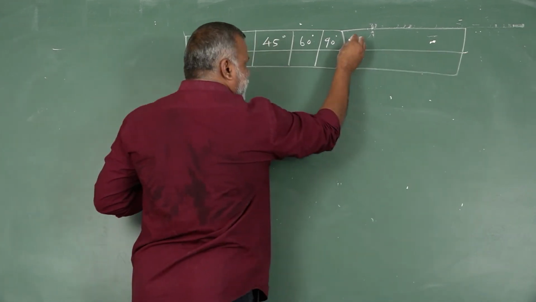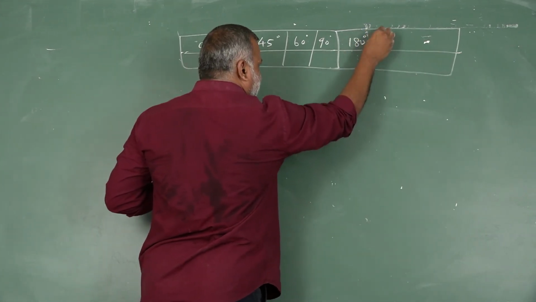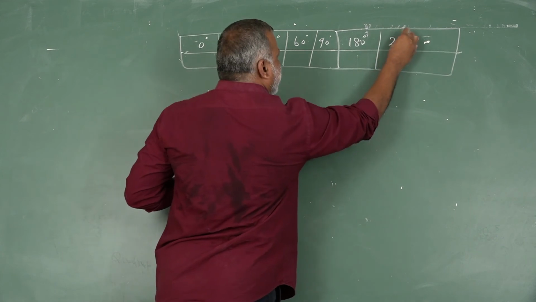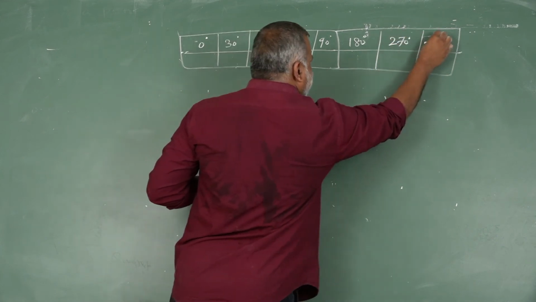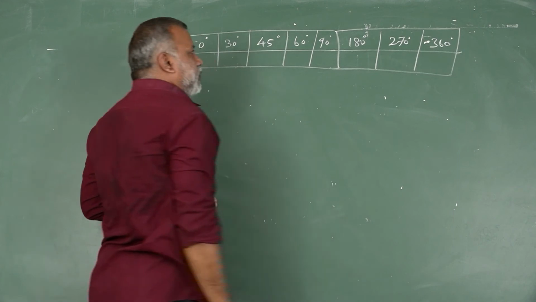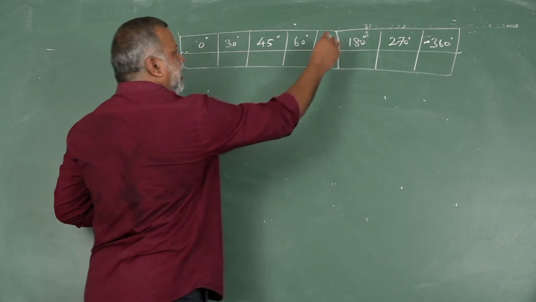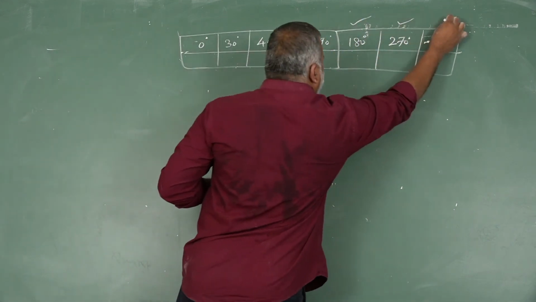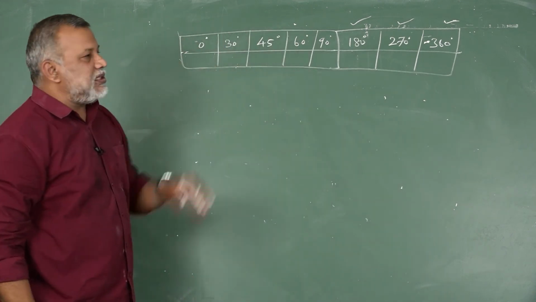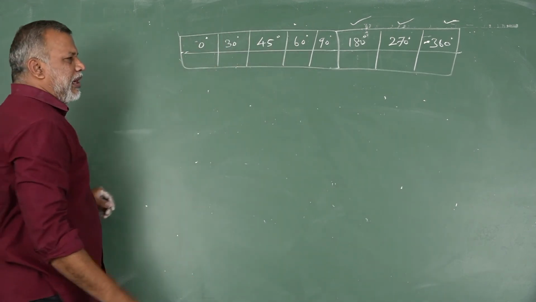We are going to find out 180 degree, 270 degree, then 360 degree. We are going to find out newly 180, 270, 360. These data we are going to find out. It is very simple knowledge.